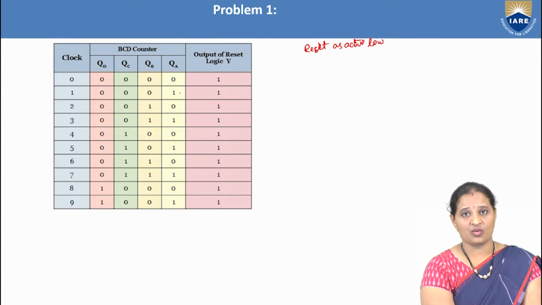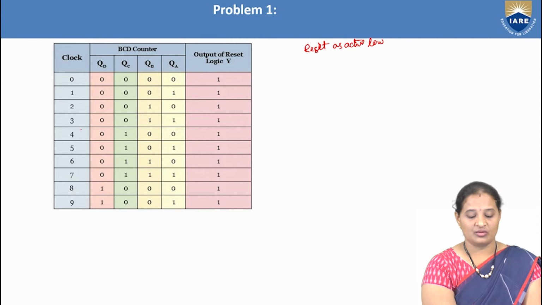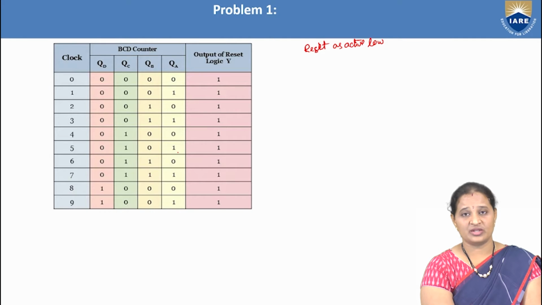Before it was 0, 0, 0, 1. If it is incremented by 1, it will become 2, and the binary equivalent of 2 is 0, 0, 1, 0. Again for the next clock pulse, the state becomes 0, 0, 1, 1, and then 0, 1, 0, 0. Next clock pulse, 0, 1, 0, 1.